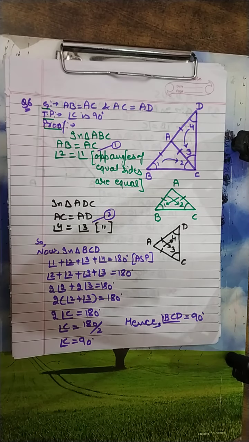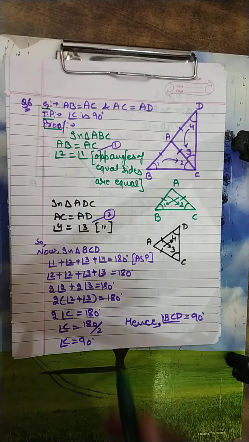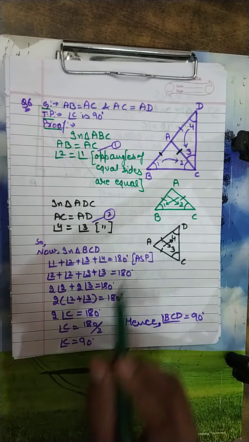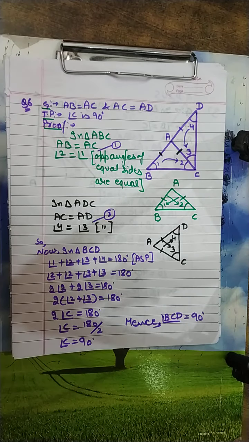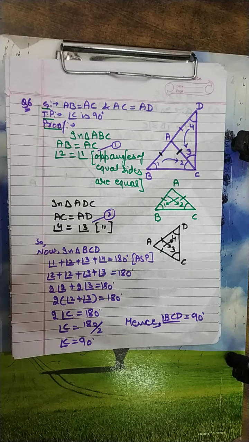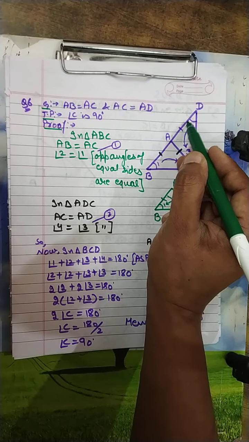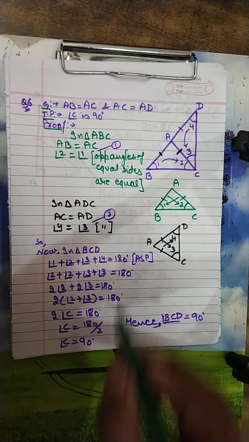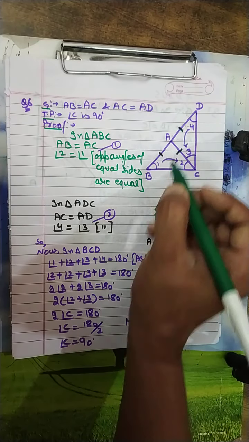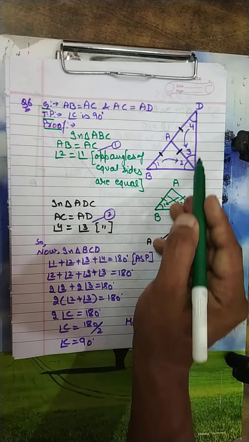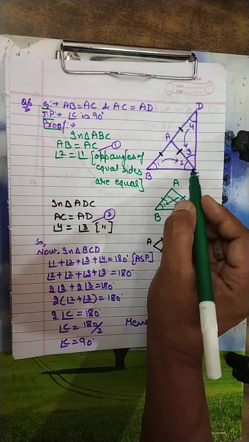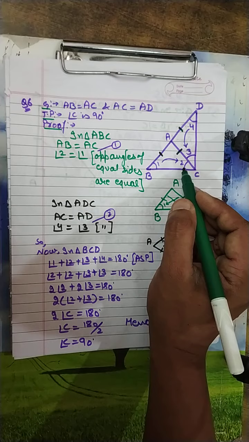Now come to the question. It is given that ABC is an isosceles triangle. Therefore, AB equals AC. Then the side BA is produced to the point D, such that AD equals AB. Then join DC. Show that angle C is 90 degree. We have to prove that angle C is 90 degree.